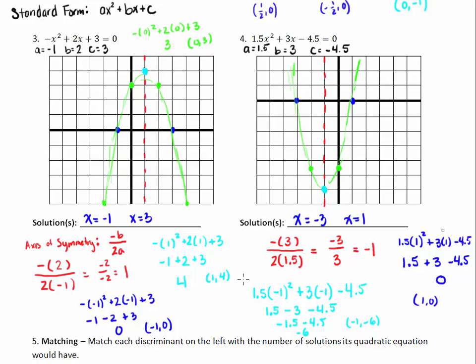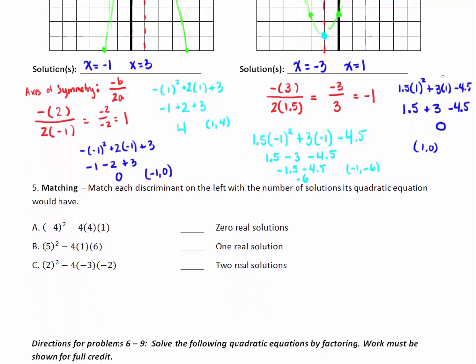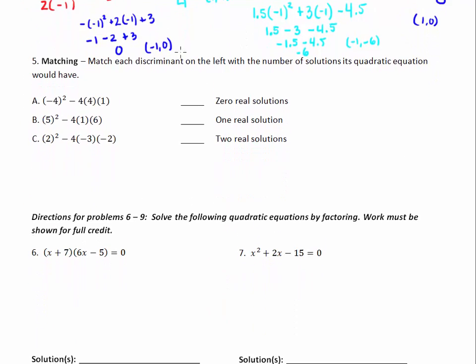All right, problem number 5. It's a little matching. We've got to match each discriminant on the left with the number of solutions its quadratic equation would have. So let's talk about what a discriminant is. To know that, you've got to know the quadratic formula. So I'm going to come over here and write out the quadratic formula.